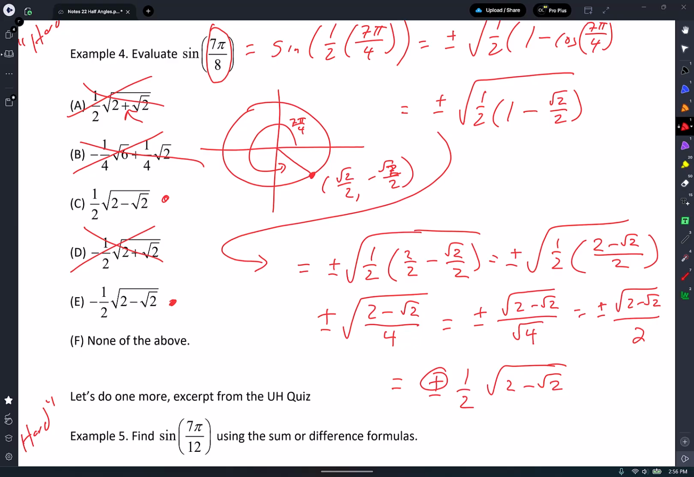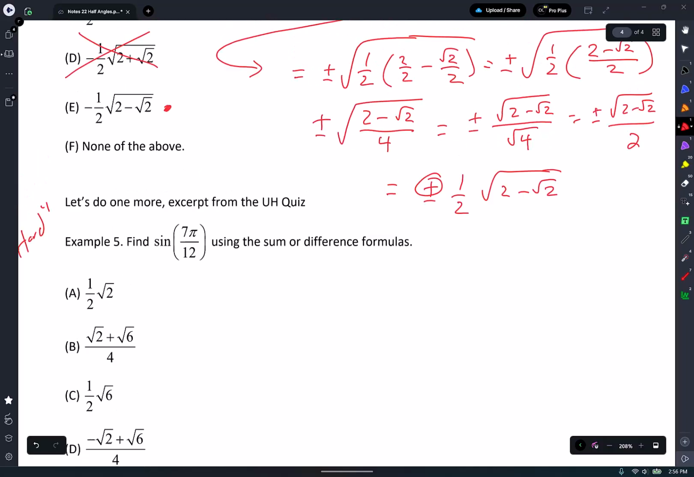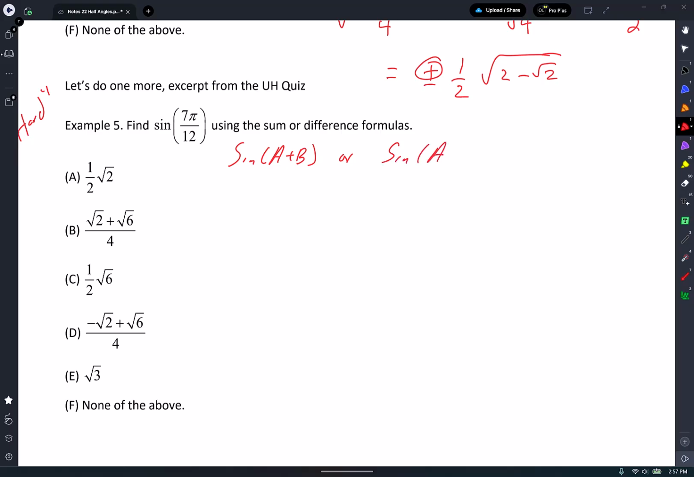Example 5 by many is considered to be the hardest problem because sometimes you got to do trial and error. So yeah, put your pencils down. I just want you guys to listen, and then once we get the correct one, then you can write that down. So see how it says using the sum or difference formula? So it wants you to use either sine A plus B or sine A minus B.